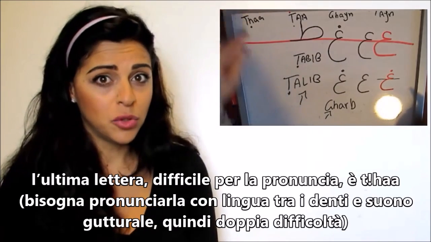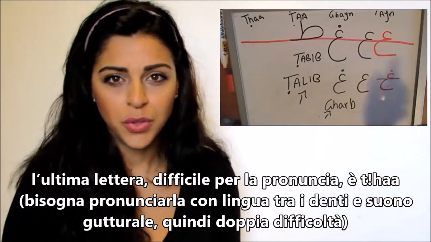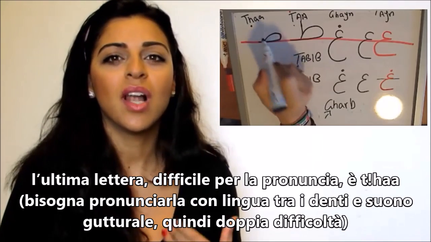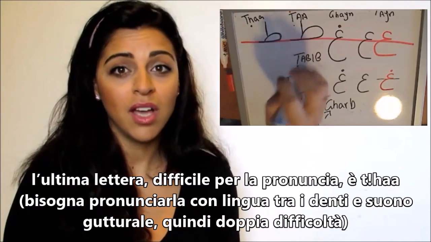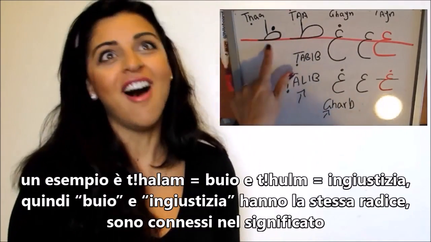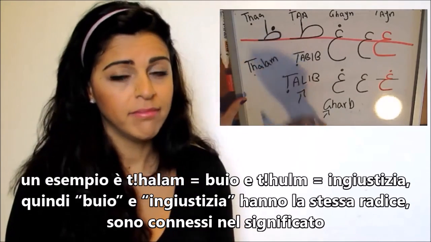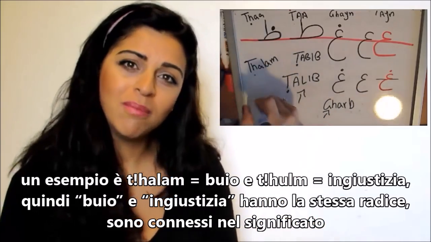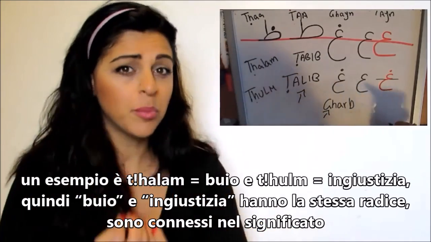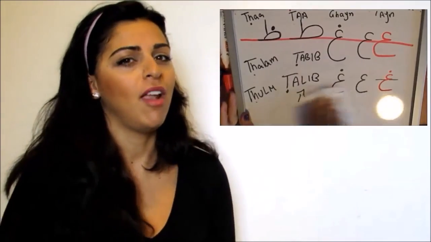And then the last letter of this group is a really ugly letter for pronunciation. It's the letter Dha. So you have to put your tongue between your teeth and pronounce a guttural th. So it's not a th normally. It comes from the throat. So it's double hard. Dha. One word is dalam. Dalam means darkness. And dhulm means injustice. So darkness and injustice, dalam and dhulm, they come from the same root of letters. They are connected in the meaning. Darkness and injustice.